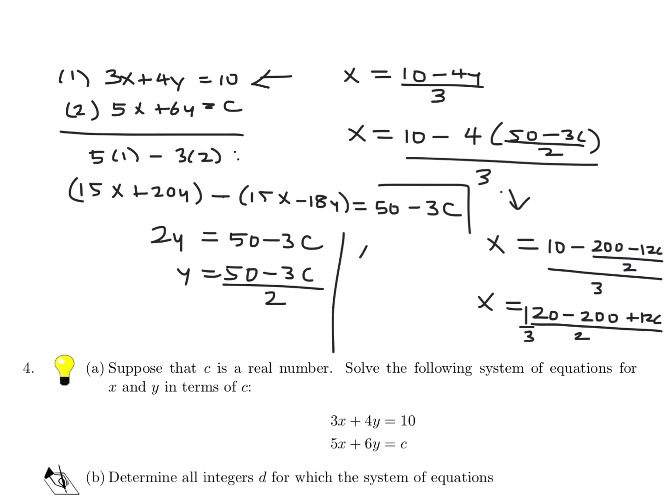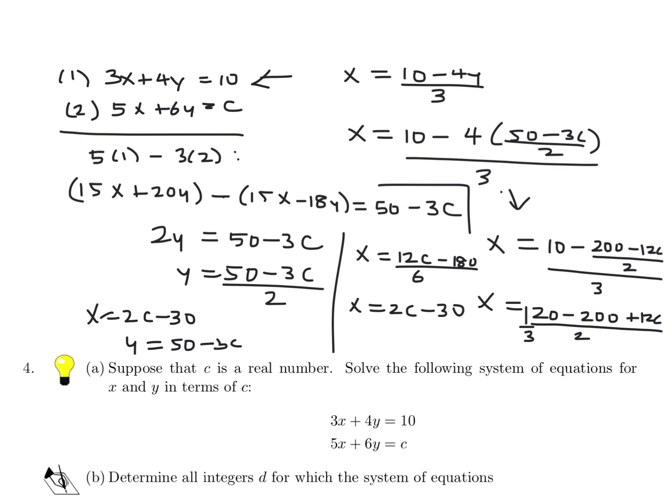So this will be x is equal to 12c minus 180 all over 6, and that finally becomes 2c minus 30. So my x is 2c minus 30, and my y is 50 minus 3c all over 2.